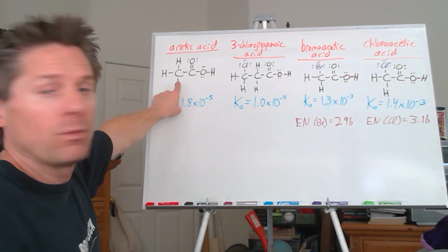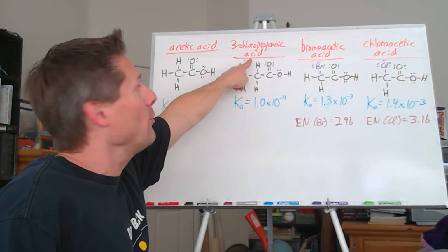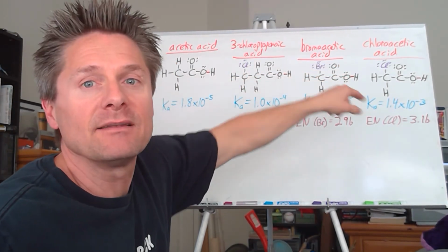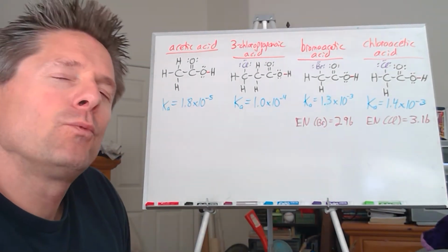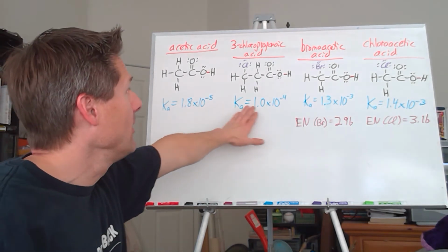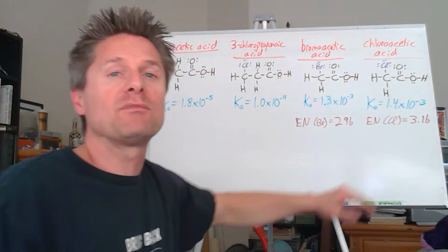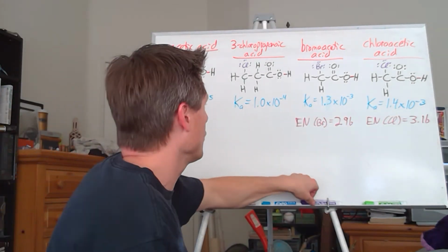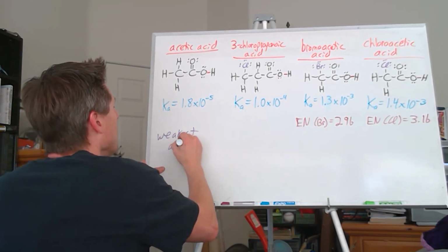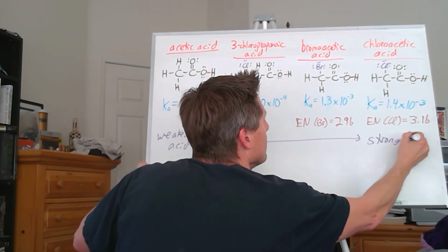All right, so we've got the acetic acid right here, 3-chloropropanoic acid right here, bromoacetic acid, and chloroacetic acid. Now, I wrote the Ka values down, so you can see the 1.8 times 10^-5, the 1.0 times 10^-4, 1.3 times 10^-3, and 1.4 times 10^-3. So we're getting stronger going across. So this is my weakest acid. Let's talk about why. And going across this way, this is my strongest acid.